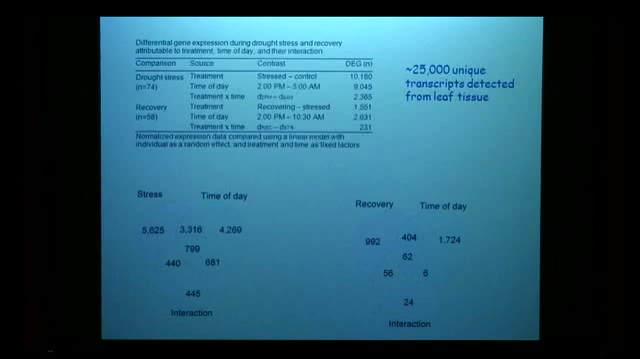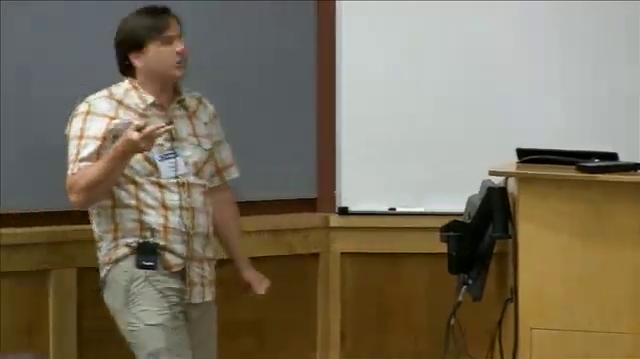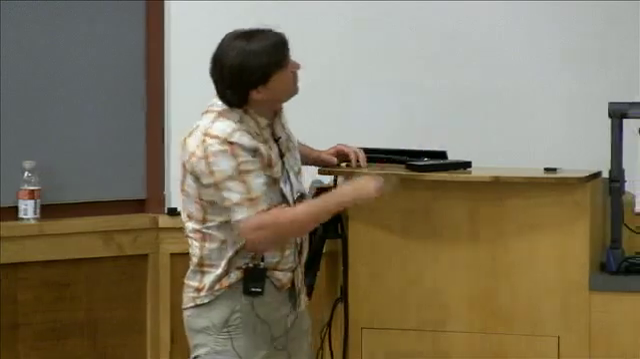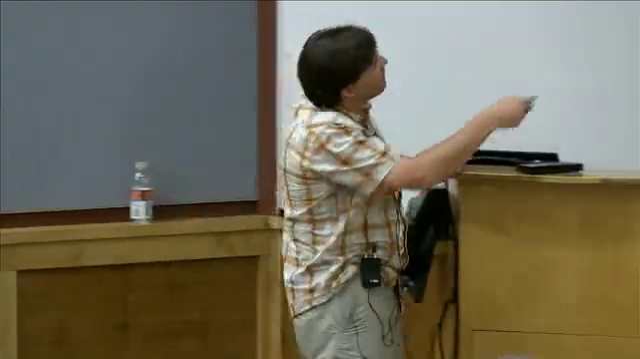And then likewise, we separately analyzed our recovery experiment in the same framework. In this case, we're comparing stressed, control, and recovering plants at different time points in the day. We detect over 1,500 genes that seem to respond to the recovery treatment and that show a time effect. And here are some Venn diagrams describing the overlap of the gene lists that we detected from these analyses.